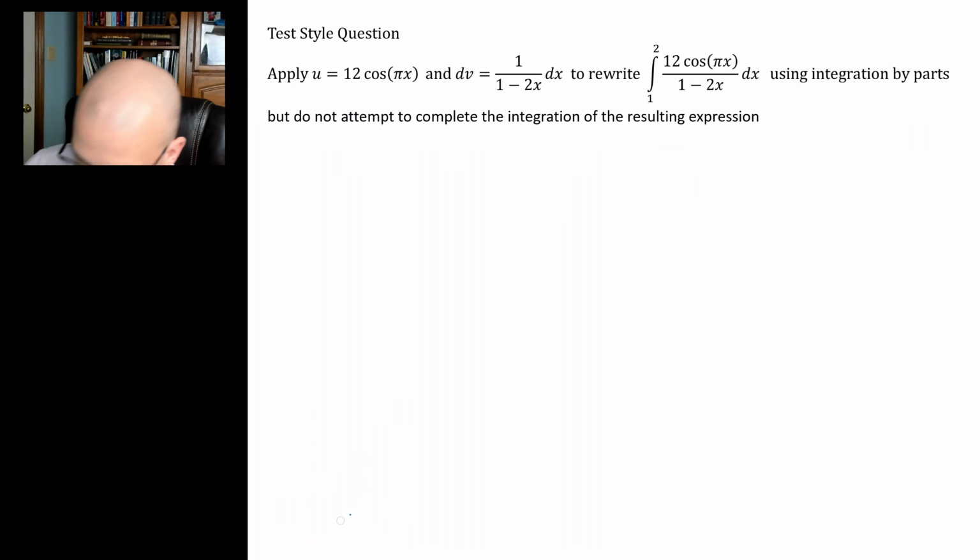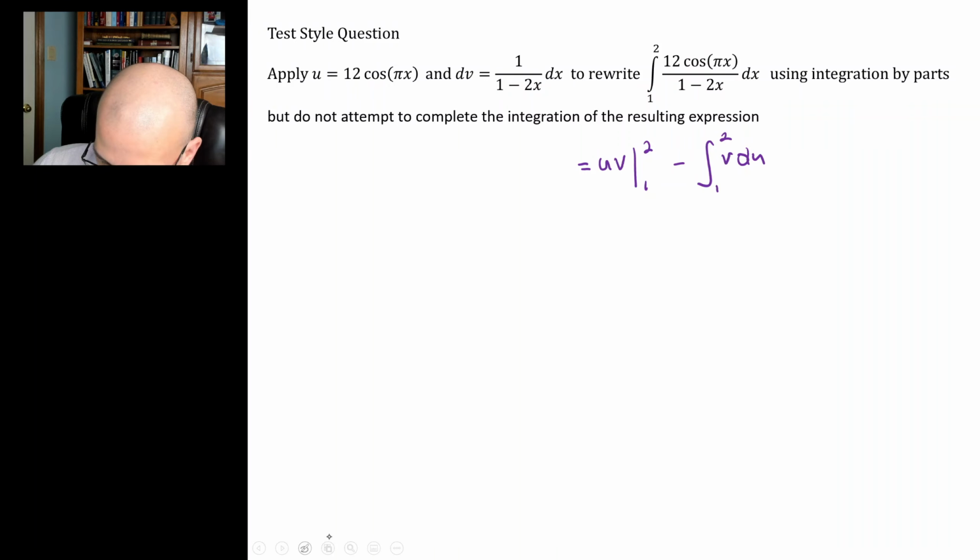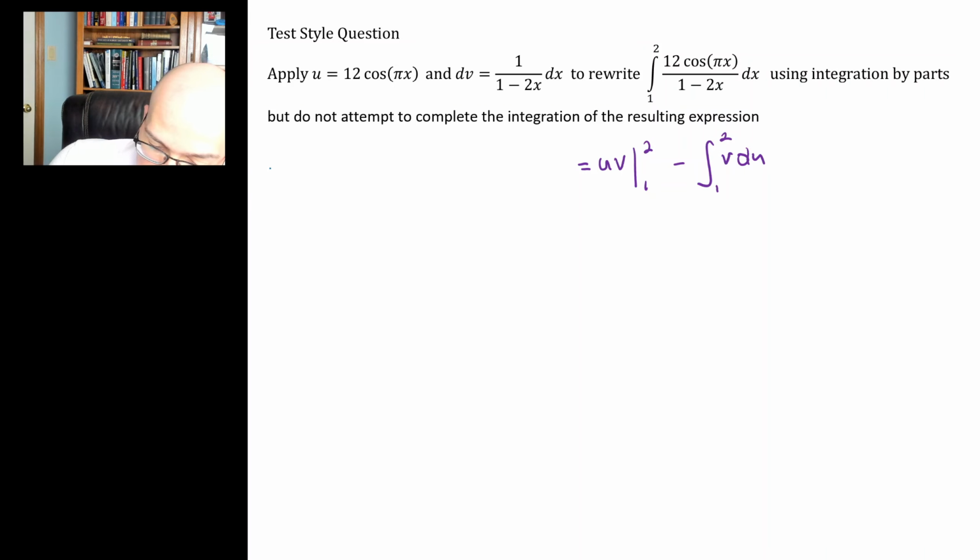But we'll do it anyway, because that's what we're asked to do. So if we're using integration by parts, then this expression is going to be uv from 1 to 2 minus the integral of v du from 1 to 2. We're going to have to take derivatives of stuff and antiderivatives of stuff to get our pieces.